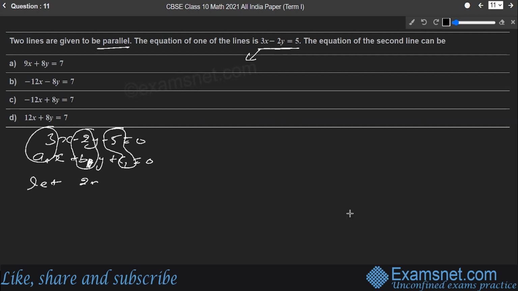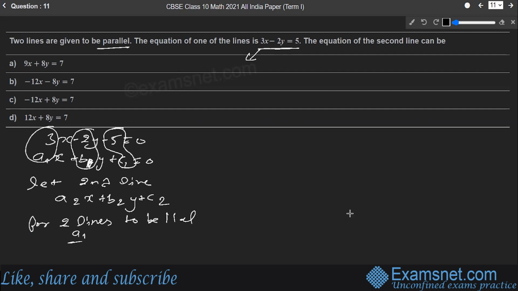Let the second line be a2x plus b2y plus c2. For two lines to be parallel to each other, there is a rule: the condition is a1 by a2, that is the ratio of the coefficients of x, should be equal to b1 by b2, that is the ratio of the coefficients of y, and should not be equal to c1 by c2, that is the ratio of the constants. So this is the condition.